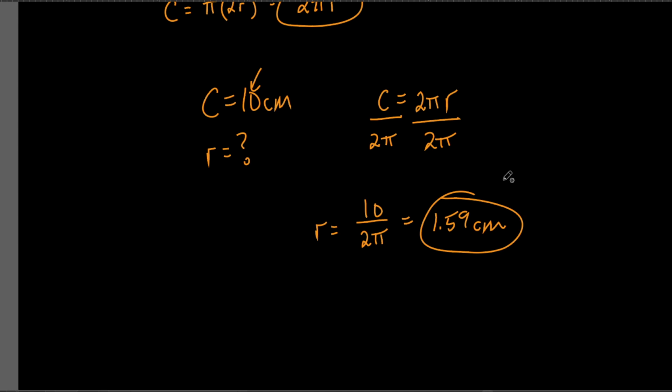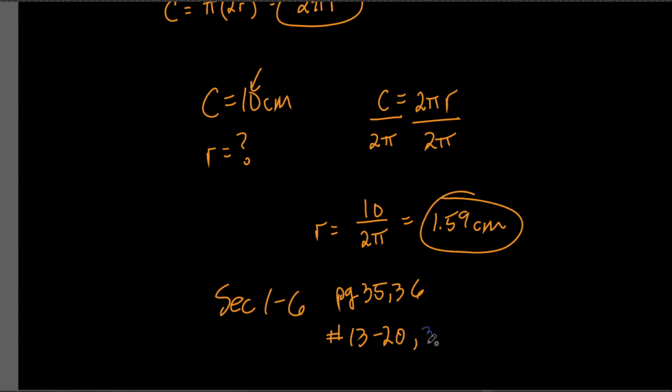That's the kind of stuff that you're going to do. All right, here's your homework. It's section 1.6, pages 35, 36. I split them up a little bit. So it's 13 to 20. It's 31 to 43, and it's 44. Oh, well, basically it's 31 to 53, let's say.